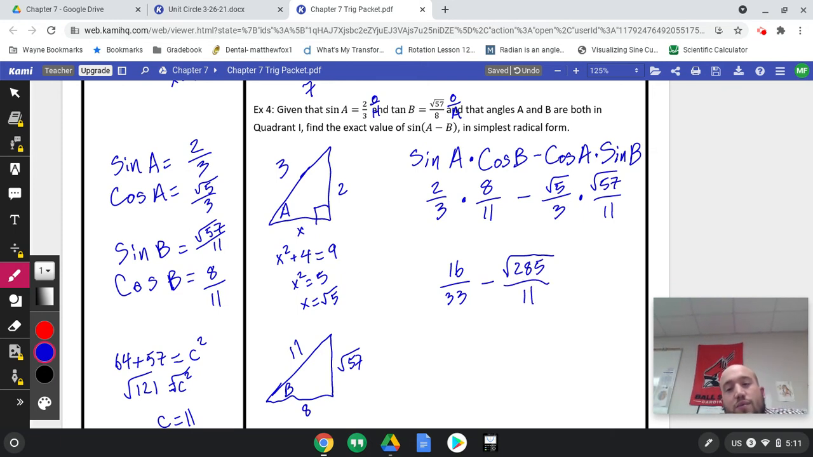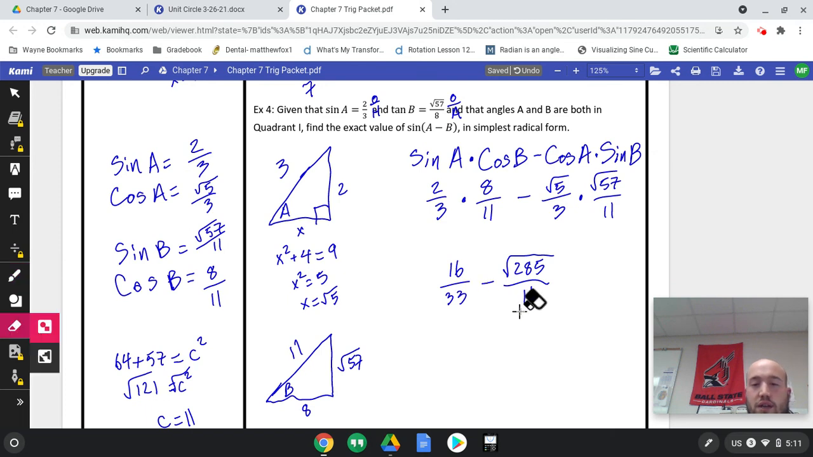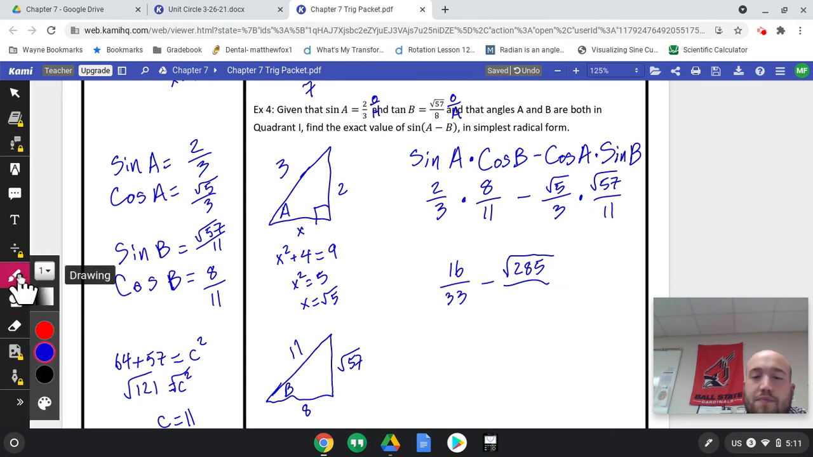Now 285, some of you might think we can break that apart. Keep in mind 5 and 57 are two numbers there when we multiply them. So we'd break it into 5 and 57. There's no pairs though, so we just leave it. Okay, so I made a mistake though. That shouldn't be an 11 on the bottom. That should be a 33 because we have 3 times 11.